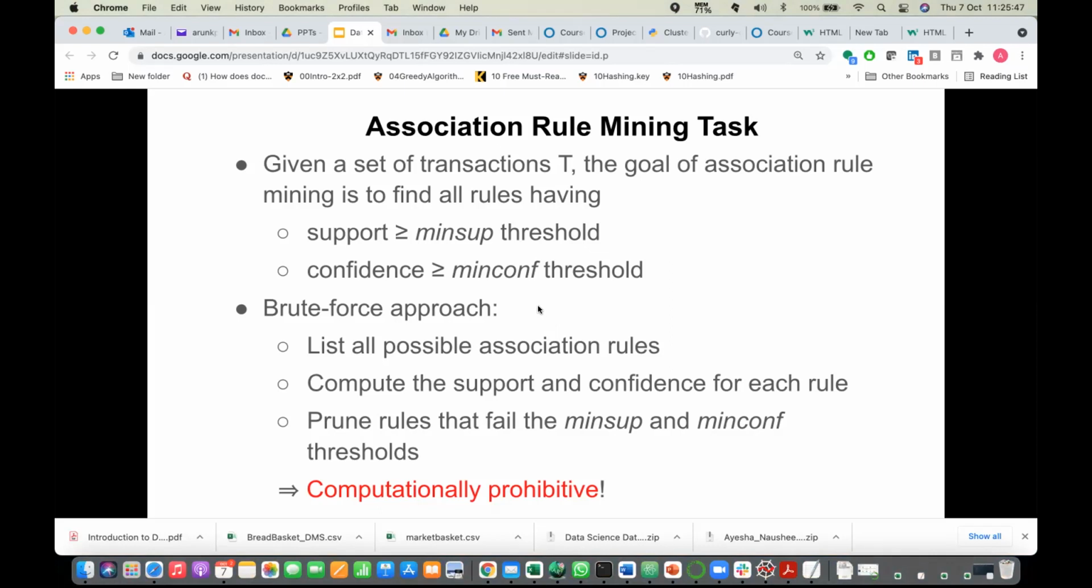We'll go with a smaller thing. With 3 items, how many rules can we form? Suppose A, B, C are items. Then how many can we form? A implies B, A implies C. B implies C, B implies A. C implies A, C implies B. Then you can also write AB implies C, BC implies A, CA implies B.